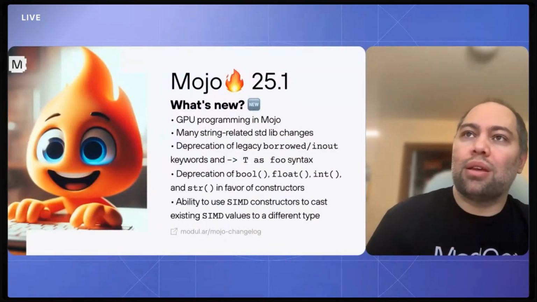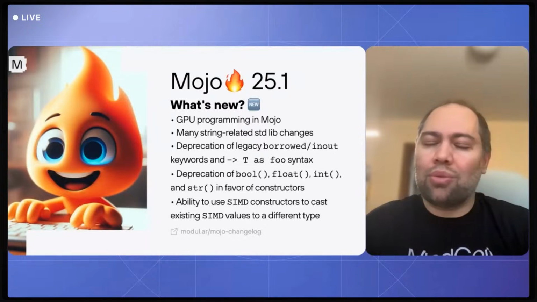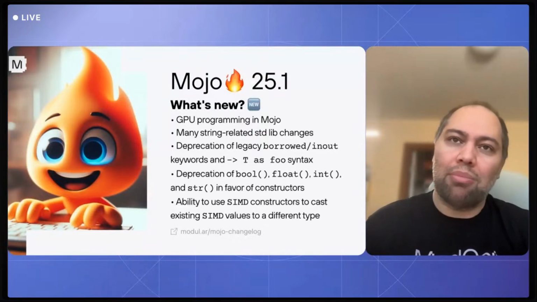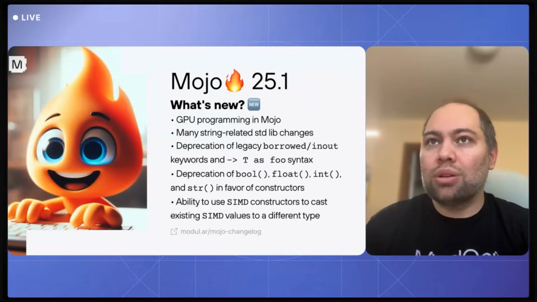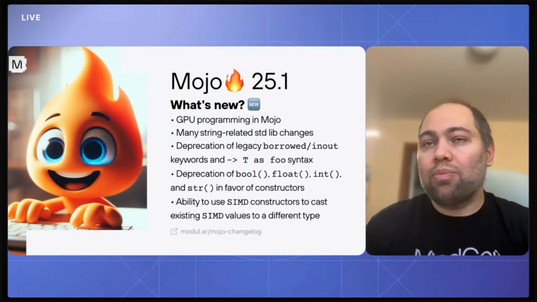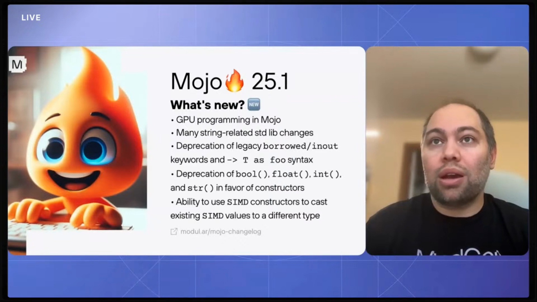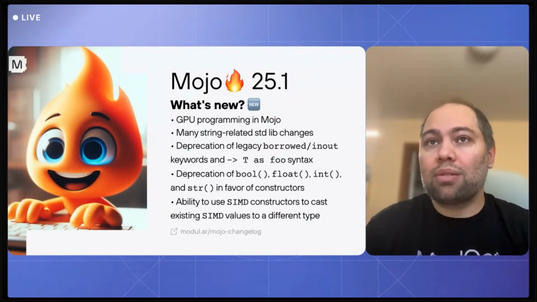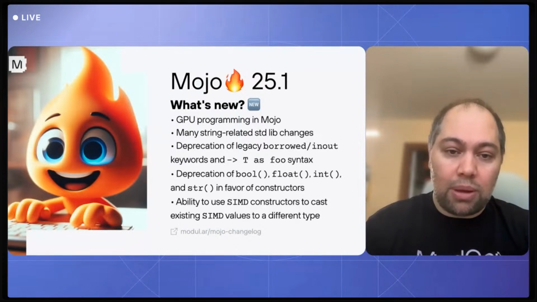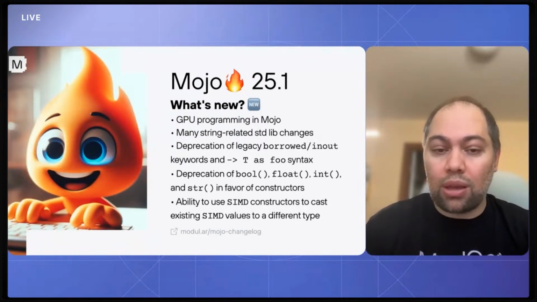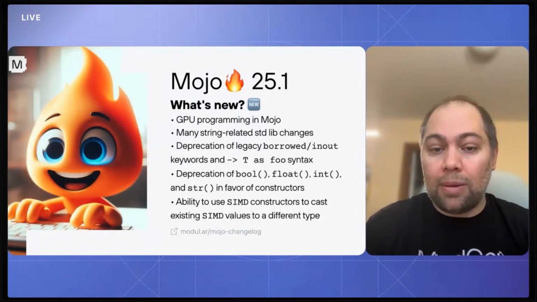Now, one of the things as we come out from 24.6, which was just about a month ago, was a question about what about GPU programming in Mojo. So today, 25.1 marks the first release where you can actually do GPU programming in Mojo and execute it within the MAX platform. So we're going to talk about that in the next few slides. We're also going to touch on many new string-like optimizations that were added to the standard library.